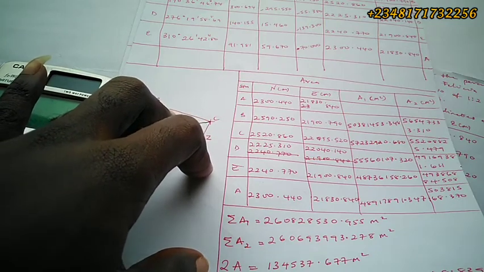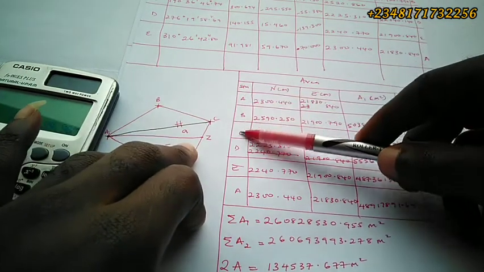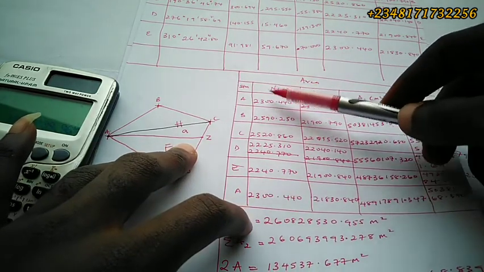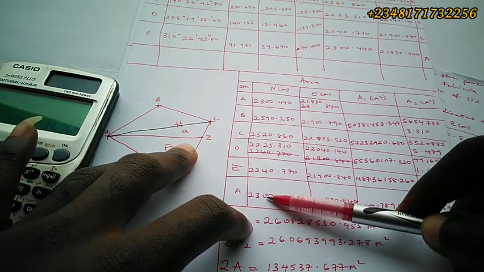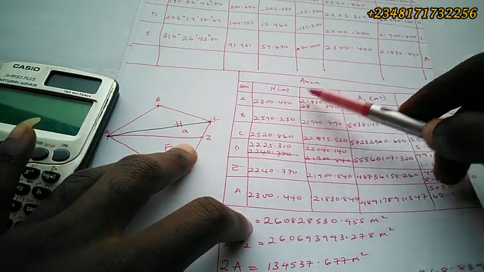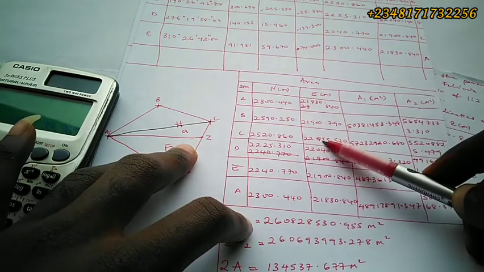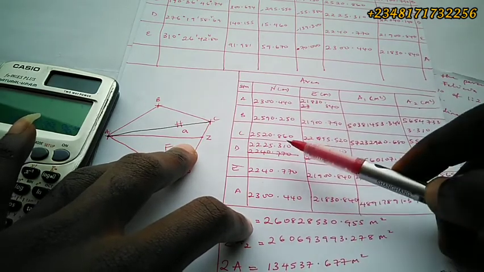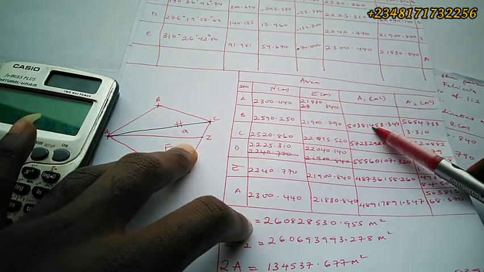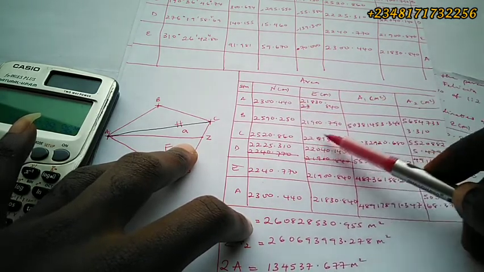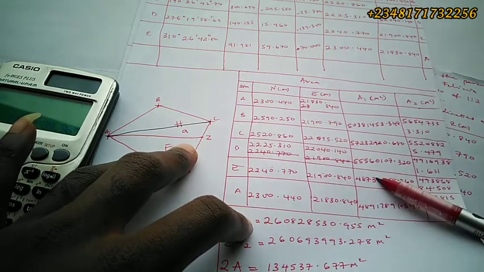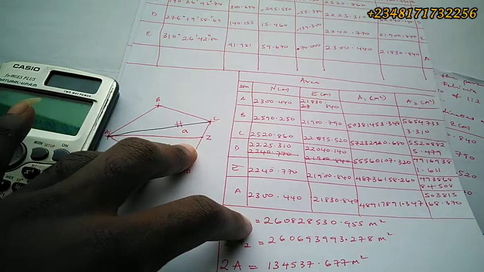So the first thing is you write out the coordinates of the points, and you repeat the first point. So we have A to E, and then you repeat A again. So we are using the cross coordinate method. So this multiplied by this, multiplied by this, and so on. As you're multiplying them, you write their product here. You multiply this, you write the product here. You multiply this, you write the product here. You multiply this, you write the product here. And make sure that you store the values on the calculator.